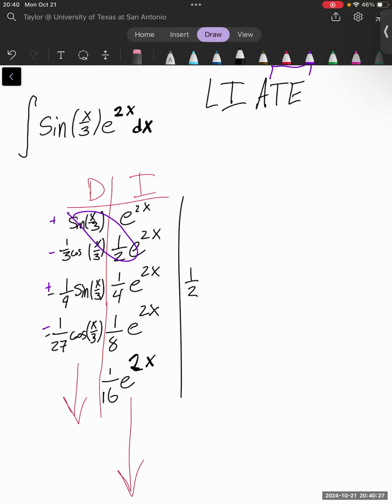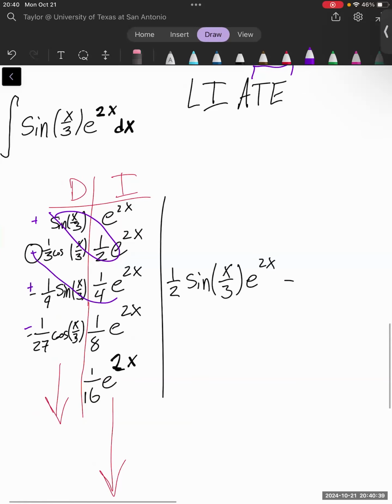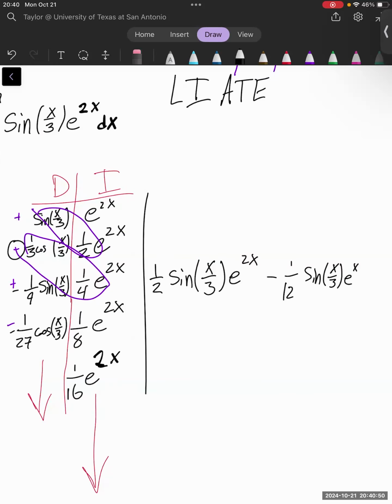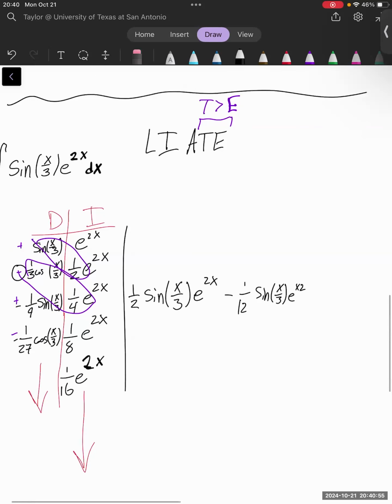So if we look here, we're just going to have one half sine of x over 3 e to the 2x minus 1/3 times 1/4 is 1/12 sine x over 3 e to the x times 2. And then plus, but we've got a minus, so then it's minus.